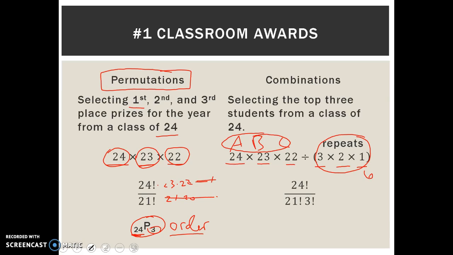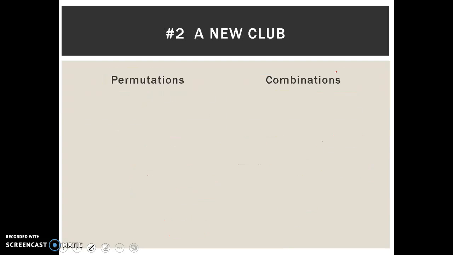Another way of writing that would be 24 factorial over 21 factorial. That is the same as what we had here. But then if we want to divide out the repeats, we're going to divide by 3 factorial, because that's the repeats. Or another way of doing the exact same problem is a combination. This is 24 choose 3: 3 of 24 students. We're picking 3, but order doesn't matter. So if it's a combination, then order doesn't matter in the awards that you're giving.